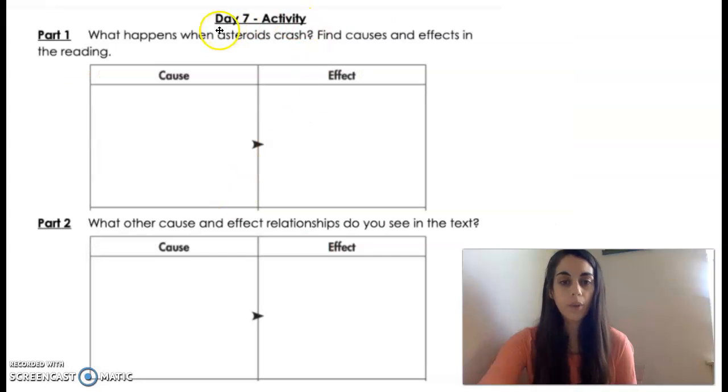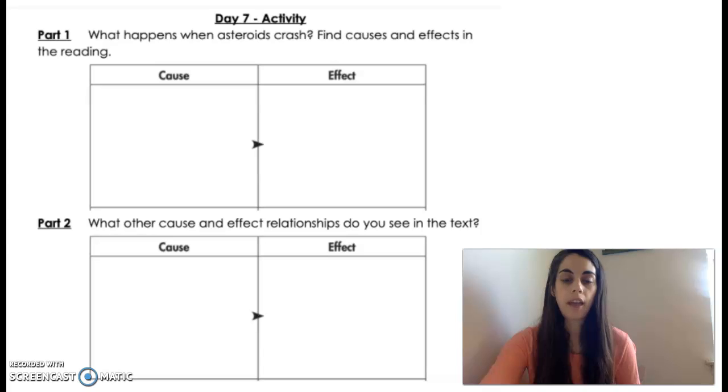We're going to look at day 7 activities. So please turn in your packet to day 7 activities. We're going to do an example together. Part 1. What happens, ¿qué pasa? What happens when asteroids crash? Find causes and effects in the reading.